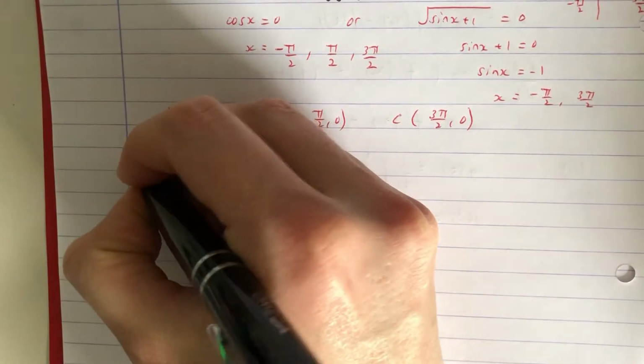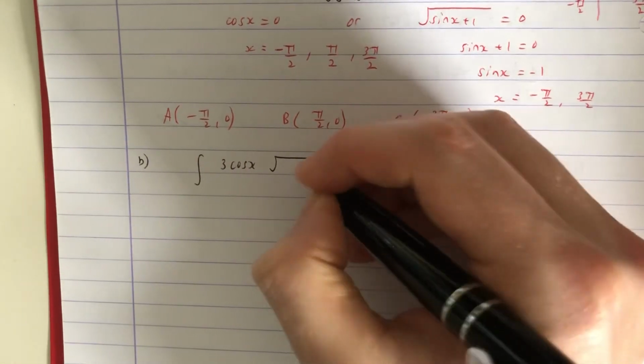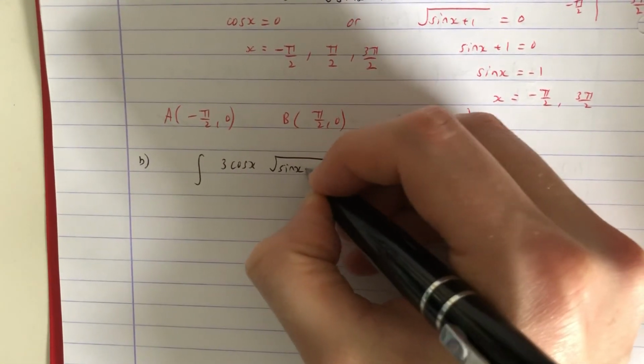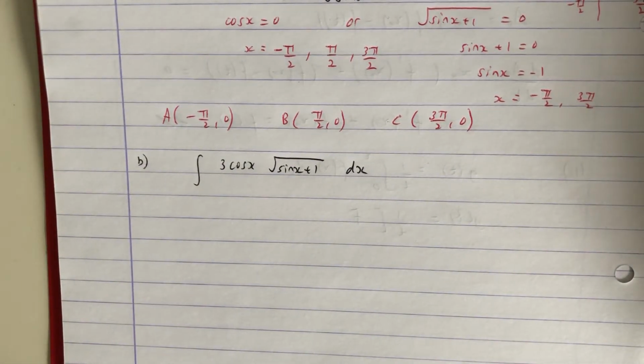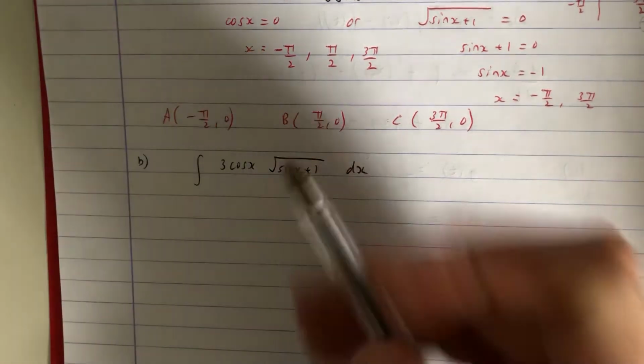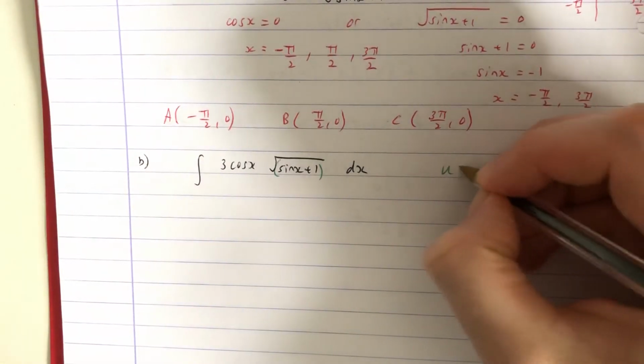Part B, I'm going to use a substitution to integrate 3 cos x root sine x plus 1 with respect to x. So they've insisted that I use a substitution. With a substitution, you normally focus on the more complicated looking bit and then replace that with a random letter. So if you're going to do that, I would focus on the thing inside the square root and then call that u.